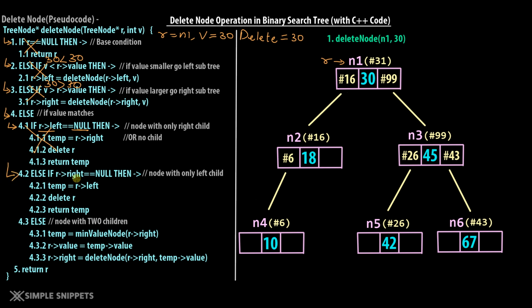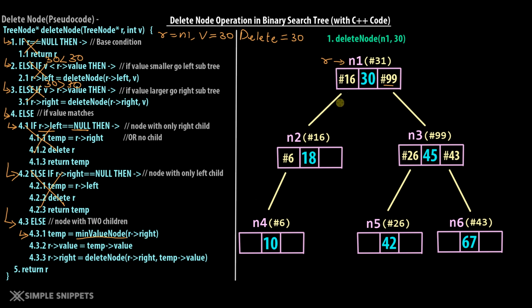We'll check if r's right is equal to null. So right also has an address of n3. So even this part will not be executed. Now we have determined that this is a node with 2 children. So this is where we will go inside 4.3, which is node with 2 children. Now inside this we will call a minimum value node function. Okay. And we'll talk about this function in a second. And that minimum value node operation we will apply on the right side of n1.